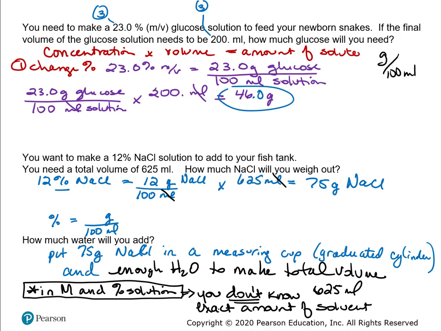You just know the final volume. You know you want to make it 100 mL or 625 mL, whatever volume it's saying that you need to make. You're just mixing solute and solvent until you make that total volume.